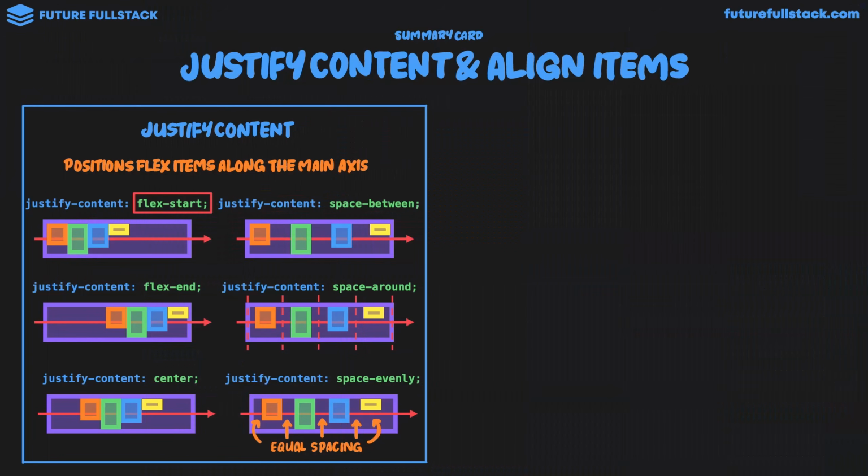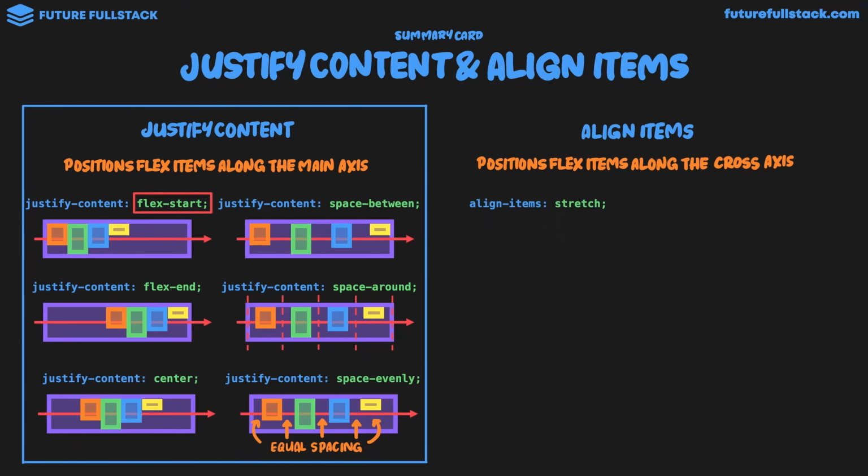So let's wrap this chapter up by adding to our summary card, justify content and align items. In this chapter, we looked at align items, which positions flex items along the cross-axis. We saw there were 5 values. Align items stretch, which was the default value. We have our container, our main axis running from left to right, which means our cross-axis is running from top to bottom. If our flex items are just content, like text, with no fixed height, the default behavior is that they'll stretch along the cross-axis.